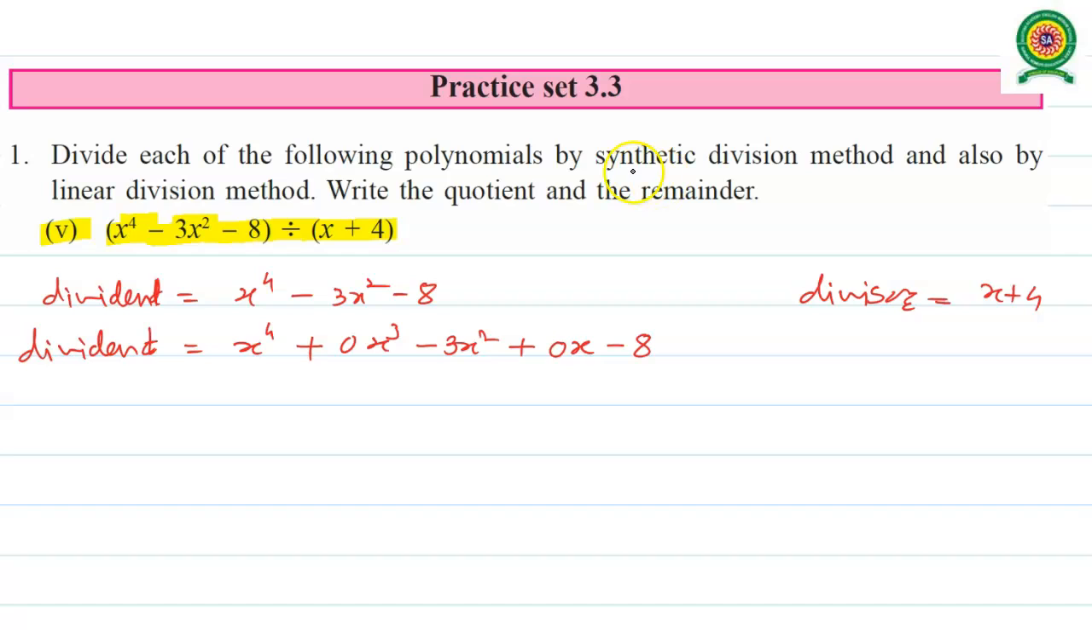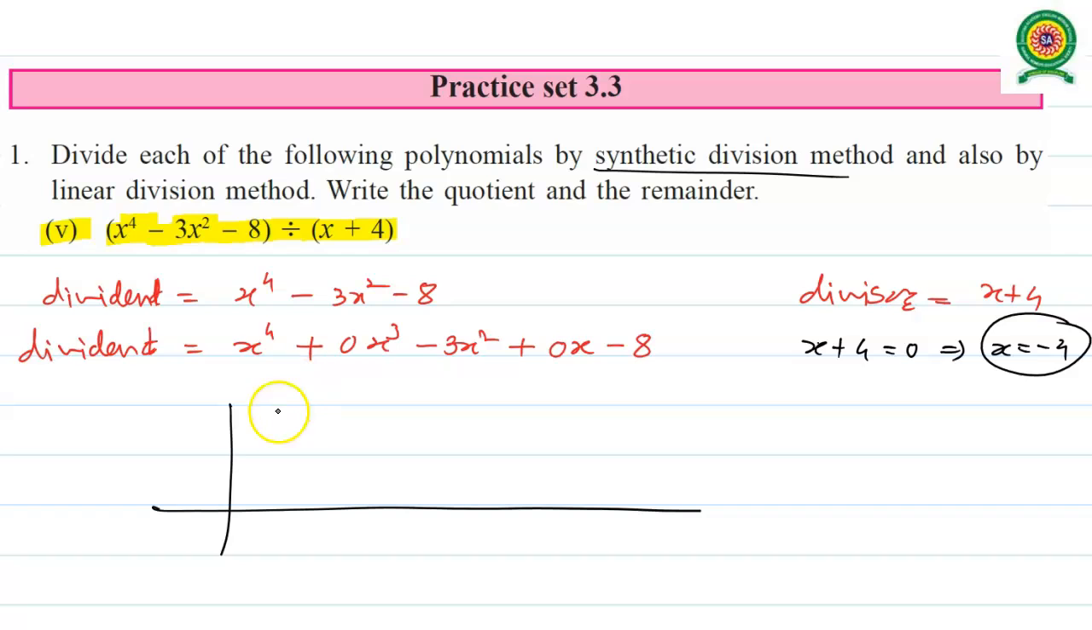Now as per the synthetic division, to find the multiplier and divisor, we have to equate the given divisor, that is x plus 4, with 0. After simplifying, the x value becomes minus of 4. Now make a chart. Write down the coefficients of x raised to 4, x cube, x square, x and the constant, and the multiplier divisor we have is minus of 4.